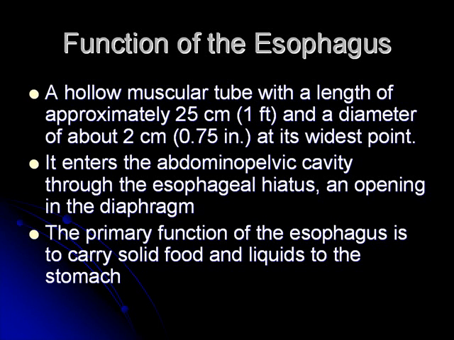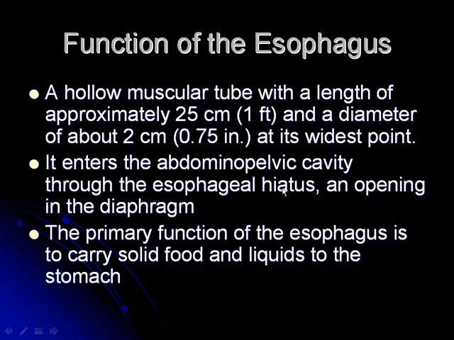Some of the functions of the esophagus: it's a hollow muscular tube with a length of approximately 25 centimeters and a diameter of about 2 centimeters at its widest point. It enters into the abdominopelvic cavity through the esophageal hiatus, which is an opening through the diaphragm. Remember, the diaphragm is a large flat muscle that sits at the base of the lung and separates the thoracic cavity from the abdominal cavity. The esophagus passes through this muscular structure through what's referred to as the esophageal hiatus.